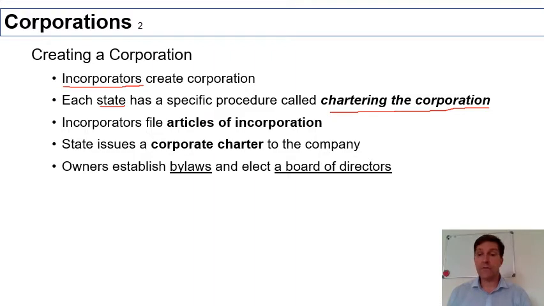Like I said before, for a sole proprietorship, maybe you don't need a lawyer. I will argue for a corporation, to make sure that you're doing things right, you might want to involve a lawyer into this process. Okay.